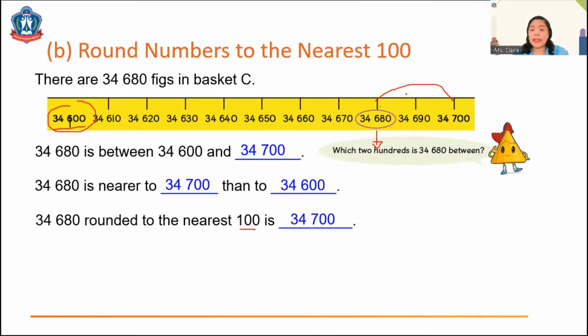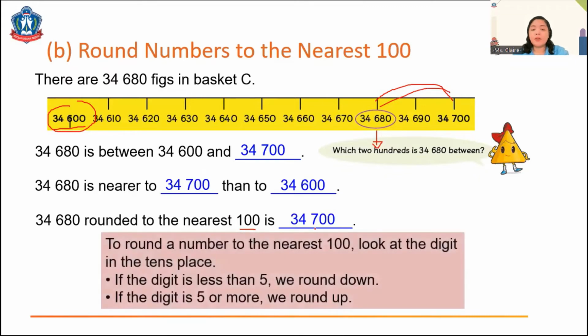34,700 because it's nearer. And again, our rule states that to round the number to the nearest 100, look at the number in the tens place. Where is the tens place? This one, number 8. If the digit is less than 5, we round down. But this is 8. This is more than 5. It means we need to round up. That's why we make 34,700.